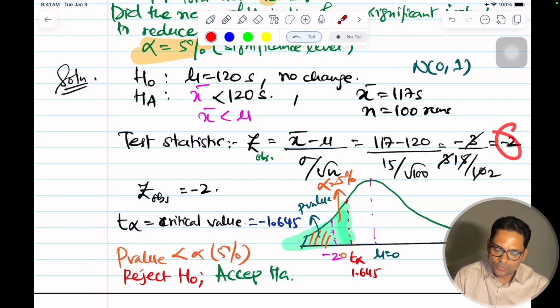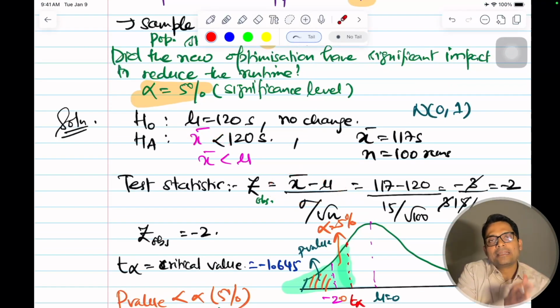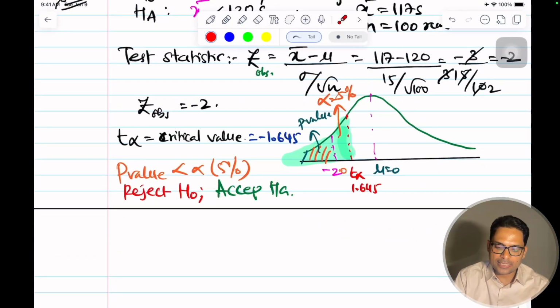We found this is -2, and this is a left tail test because we are trying to find whether my sample mean is less than the known value or the population mean. Whenever it is less, we go towards the left side, and if it is greater, we go towards the right tail test. Finally we saw that the area under the curve is less than the significance level because -2 is less than -1.645. So the p-value will be less than the significance level. So we reject the null hypothesis and accept the alternate hypothesis, which is that yes, the runtime has significantly reduced due to the new optimization. I hope this is clear.